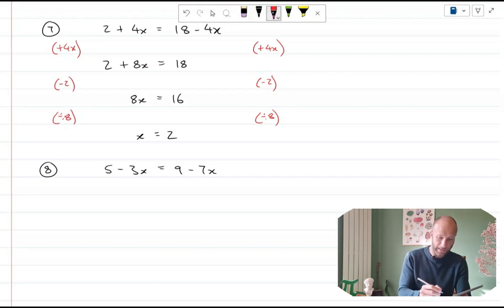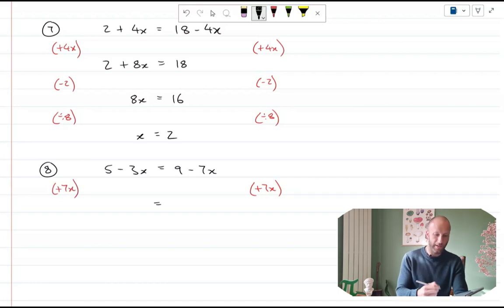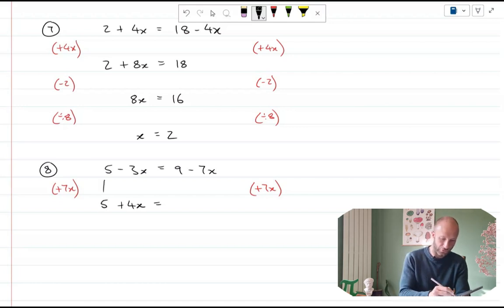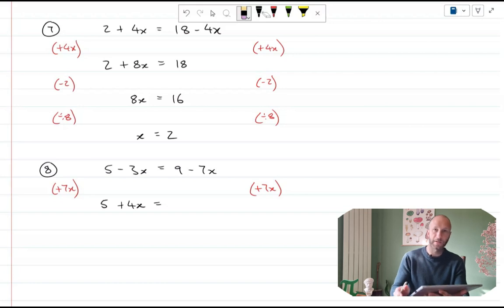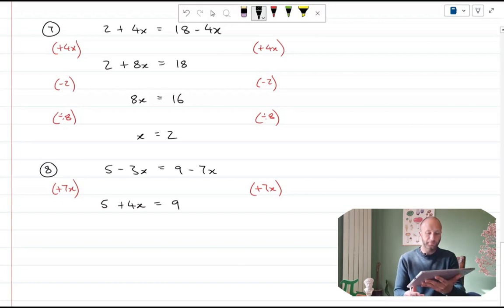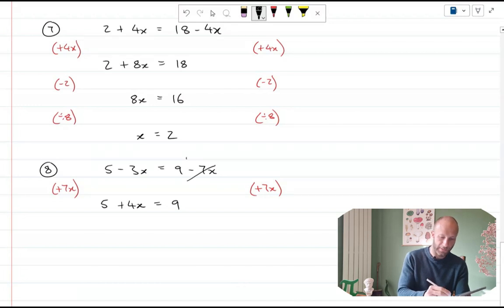So what I'm going to do here is I'm going to add 7x to both sides. So because I'm adding the bigger of the x's, that means on the left, minus 3x plus 7x will create a positive x term because of that. The 5 will just sit there. I'll just drop through nicely. Minus 3x plus 7x is 4x. And then on the right, the 9 won't change. Minus 7x plus 7x cancels this term.